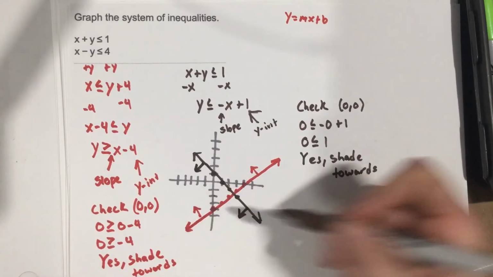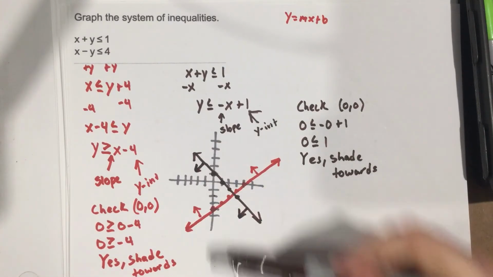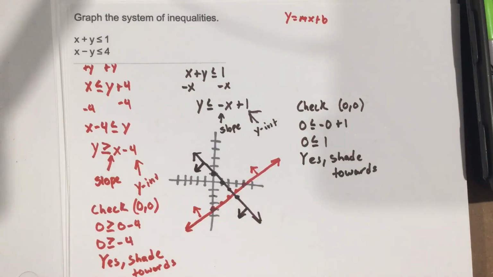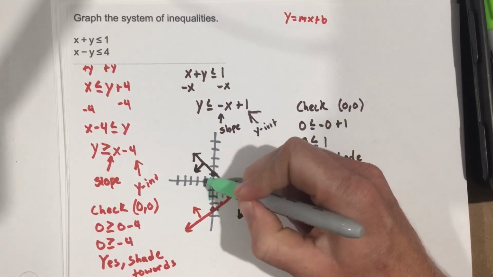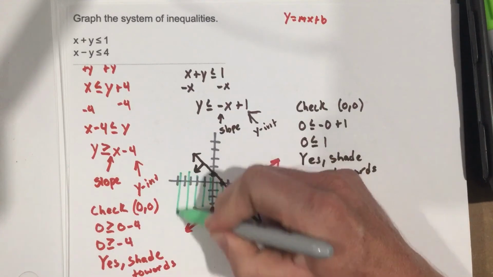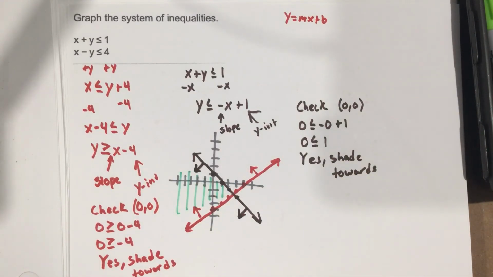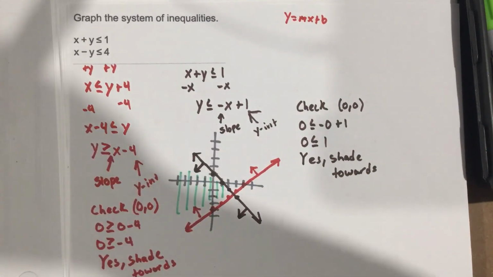And then we just need to look where the arrows are pointing together. Well, they're pointing together right in this area. So at the end, I can go ahead and shade that. So we're going to just mark in here that these are where the solutions are for our problem. That's how you graph a system of inequalities.